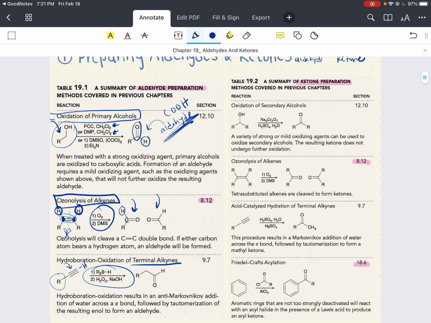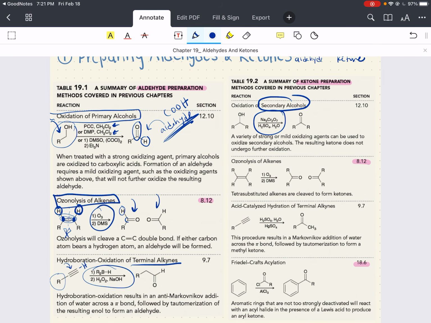Now, for ketone preparation, we can prepare ketones through oxidation of secondary alcohols. There's one set of reagents shown in this diagram, and this reagent will accomplish this and will not further oxidize the ketone you get.